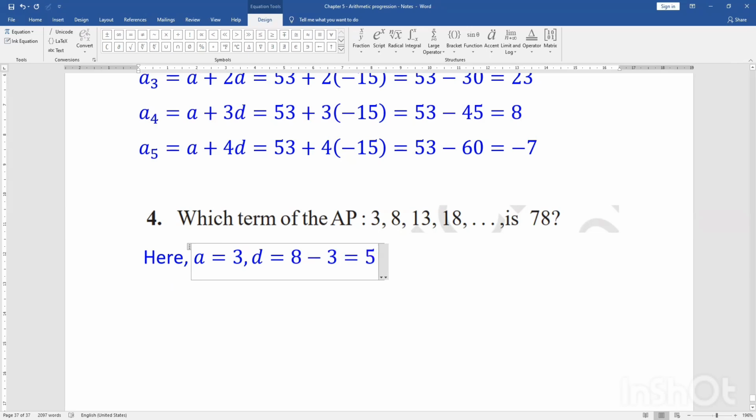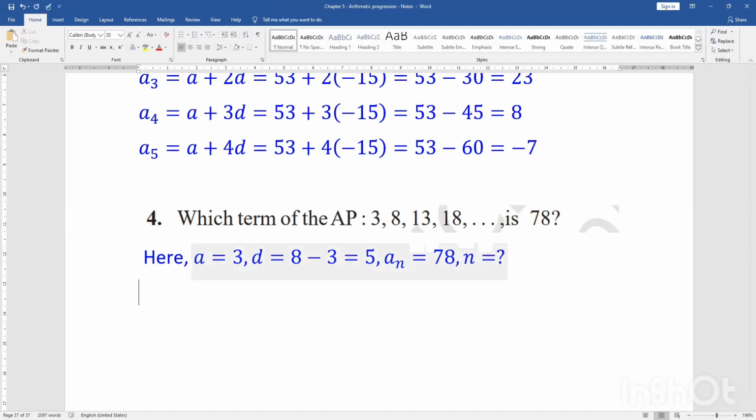Then we have an. What is an? An is nothing but the nth term. The nth term is 78, so let us take an as 78. Now what do we need to find out? We need to find which term they are asking. That means I need to find n. So n equals question mark. Right, children?